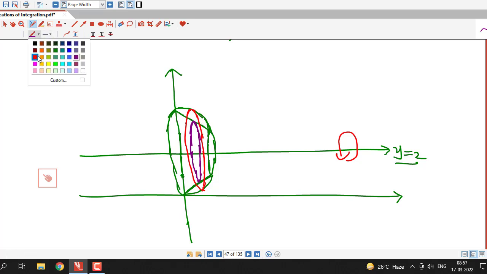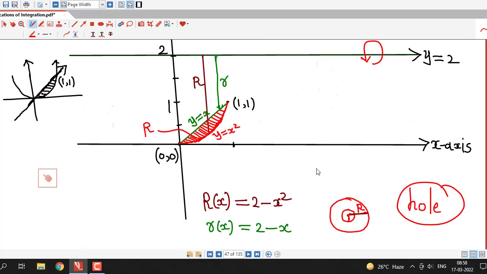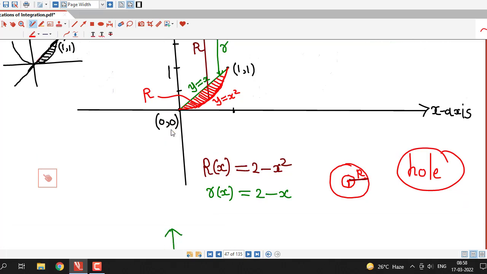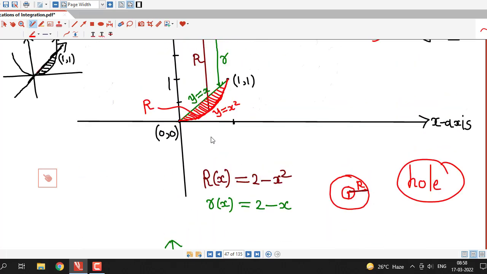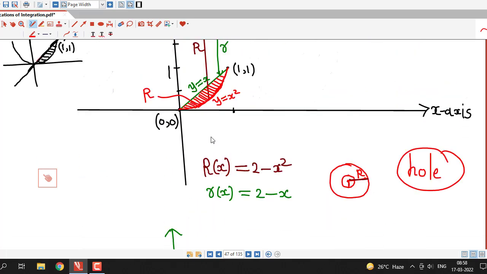And now we can see, if we want to find out the outer radius, we have to consider the distance from the center to this curve. So this distance from y equal to 2 to y equal to x square, that is going to be 2 minus x square, which we have written here. So this distance between y equal to 2 and y equal to x square is outer radius. So that we have obtained without sketching the solid in three-dimensional space.